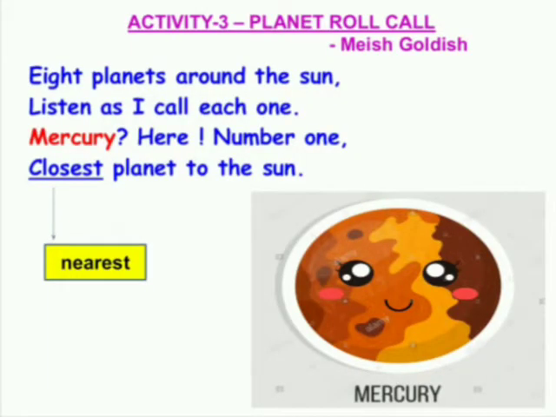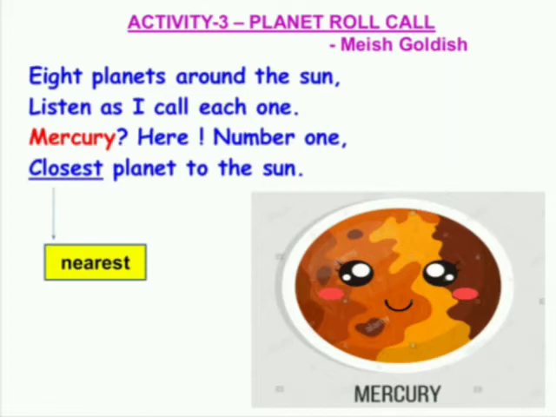Now, children, there is a poem in your textbook named Planet Roll Call. Now, first, let us understand the title of the poem. For example, when in the classroom your teacher takes your attendance, she reads out your names to check your presence. This is called roll call. Similarly, through this poem, we are actually going to check the presence of all the planets in the solar system. This poem is written by Mish Goldish. Let's read the poem.